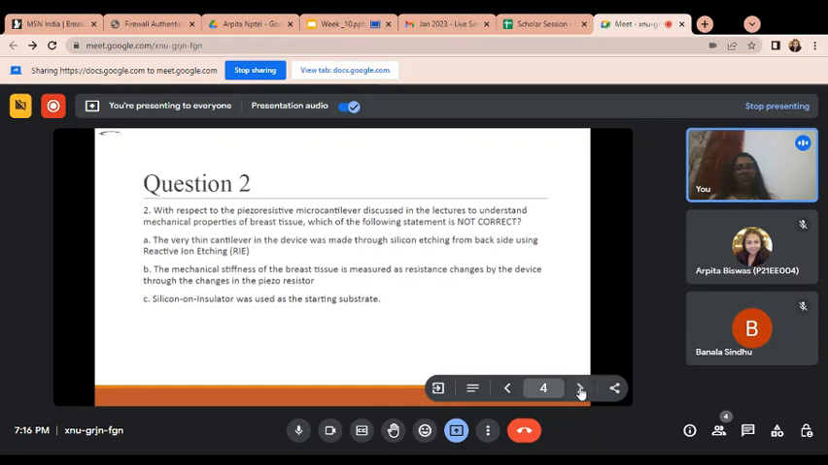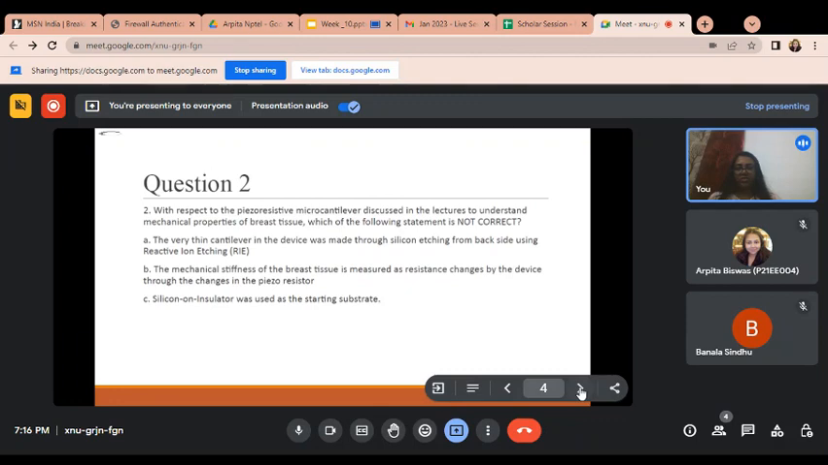Next we are moving toward question number 2. With respect to the piezoresistive microcantilever discussed in the lecture, to understand the mechanical properties of breast tissue, which of the following statements is not correct? The first option is the very thin cantilever in the device was made through silicon etching from the back side using reactive ion etching.